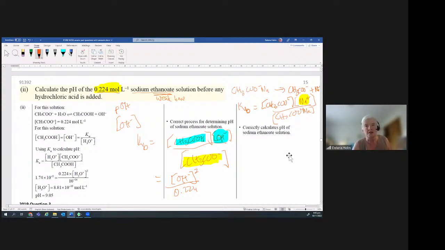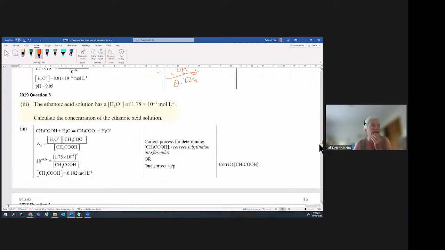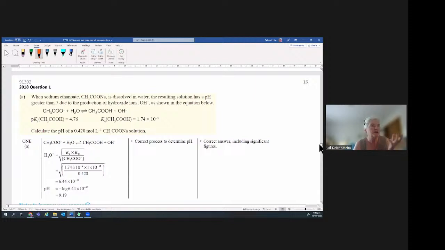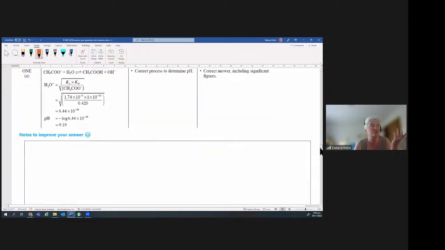So I don't know if you've got any questions on that, but that's a fairly straightforward one. It's just when you're given a salt, students sometimes can go wrong. Okay, let's carry on. So here is the straightforward one. Okay, it's dissolved in water.